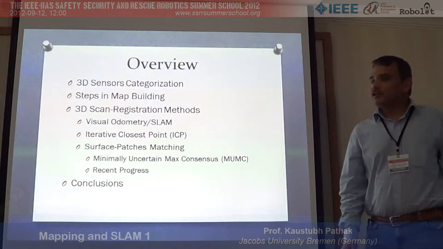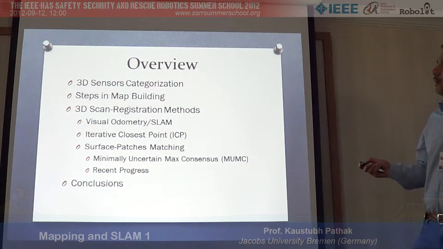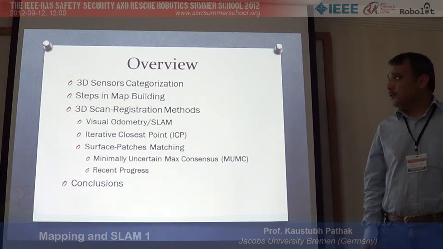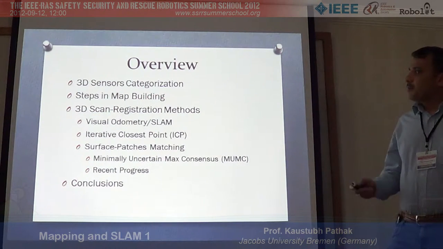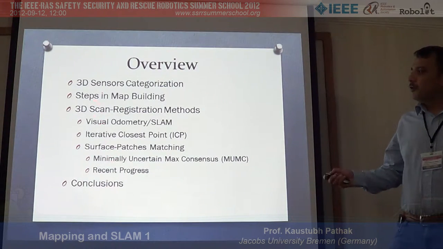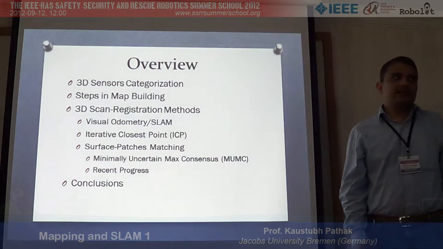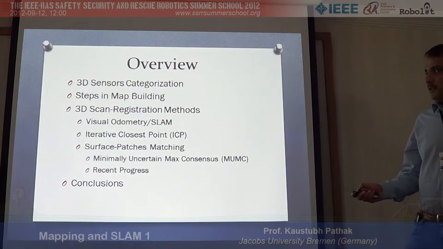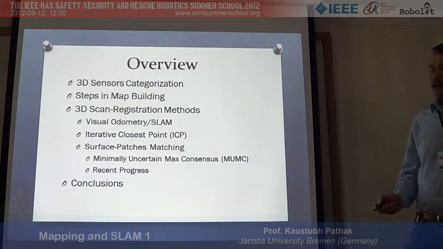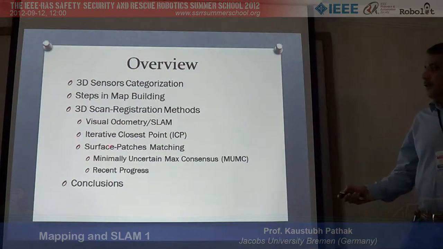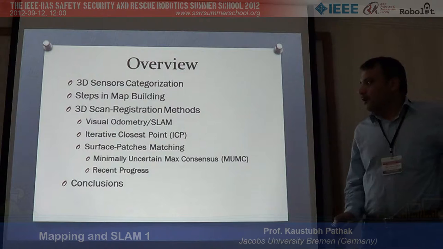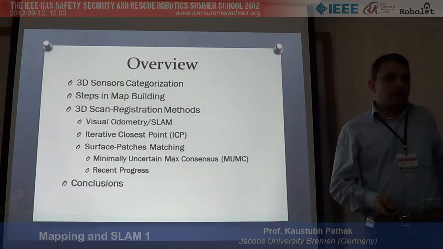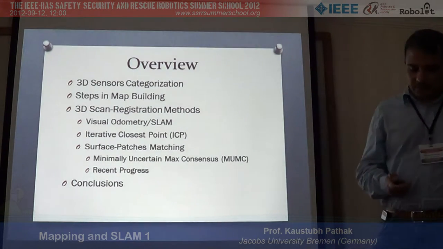Okay, this is the overview of the talk. I'm going to give you a quick categorization of the 3D sensors which are currently available. Then I'm going to talk about steps in map building, and then I'm going to give some more details on 3D scene registration methods, in particular visual odometry and visual SLAM, iterative closest point or ICP method, and then our own work, the surface patches matching, in particular the MUMC algorithm, followed by some recent work and conclusions.